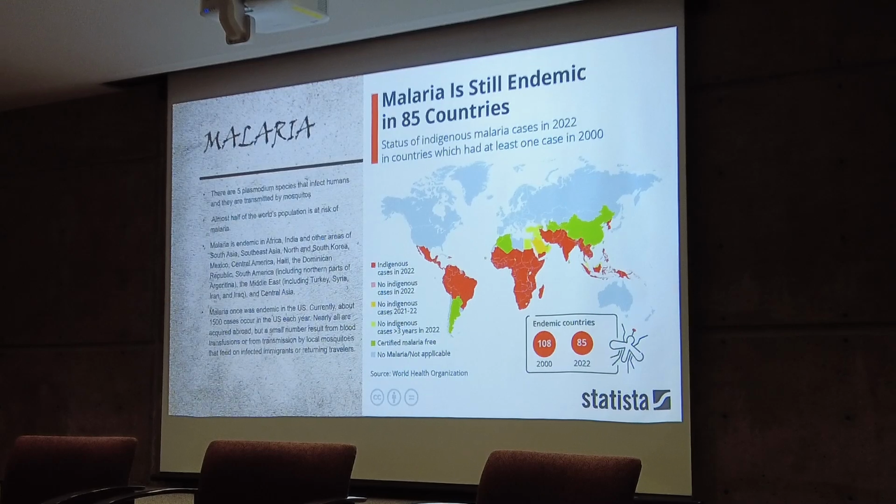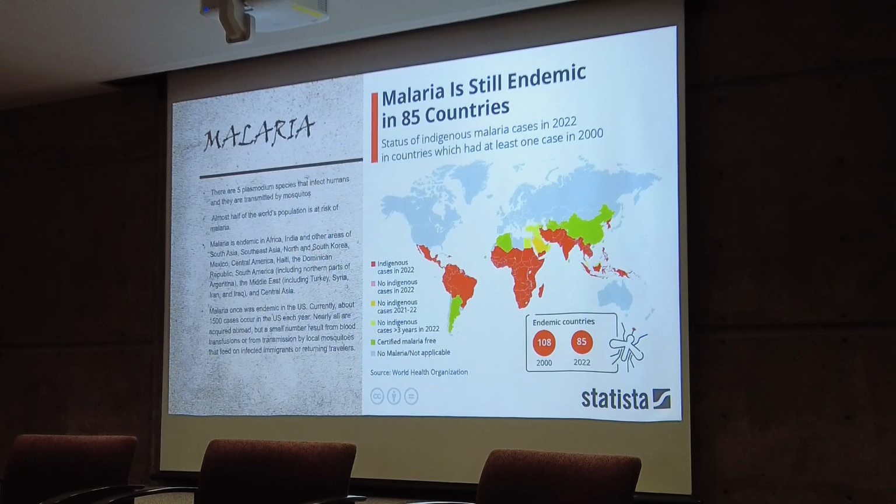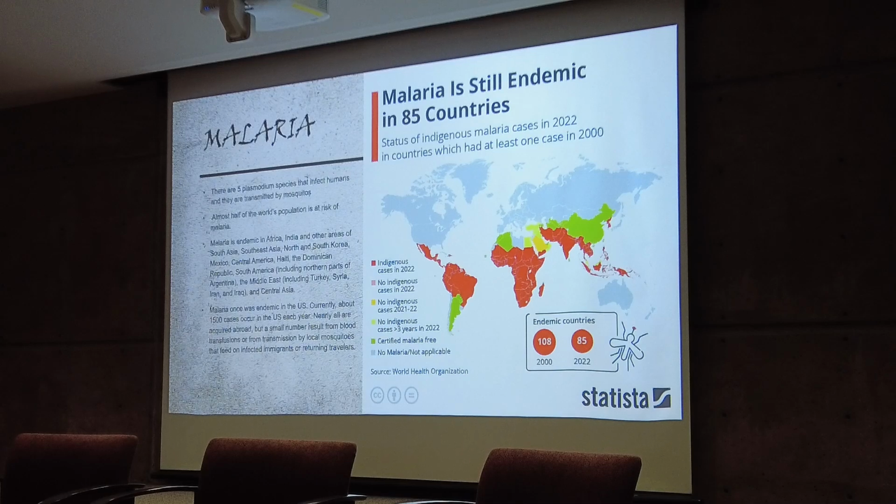Malaria once was endemic to the United States, and currently about 1,500 cases occur in the United States each year. You were one of the 1,500, honey. Nearly all are acquired abroad, but a small number result from blood transfusions or from transmission by local mosquitoes that feed on infected immigrants or returning travelers. We kept her quarantined after we got home.